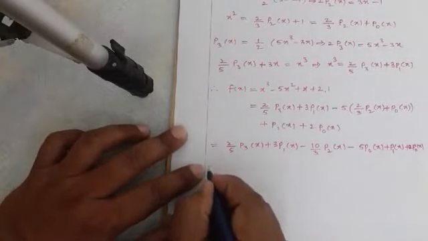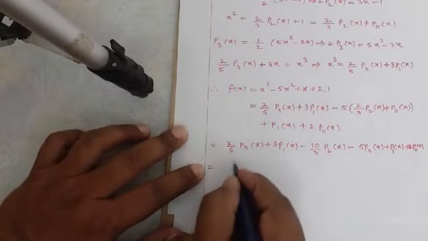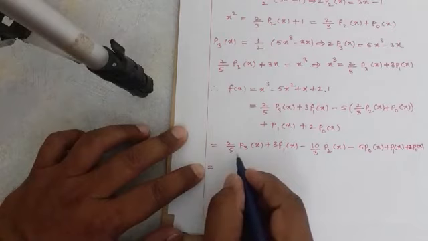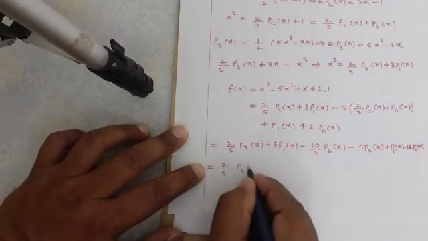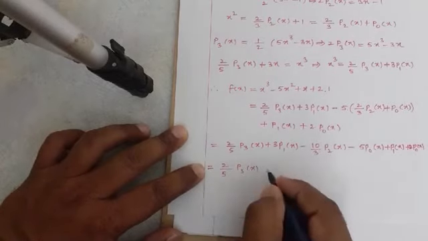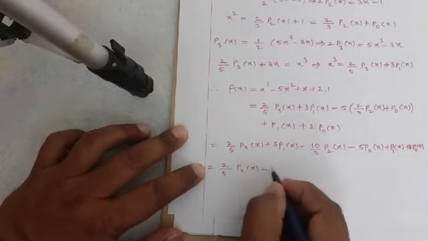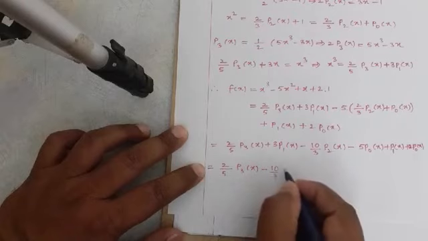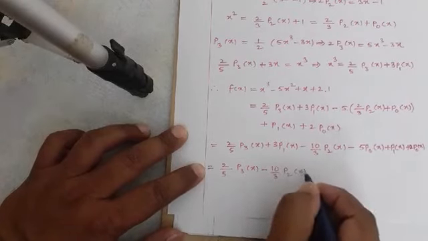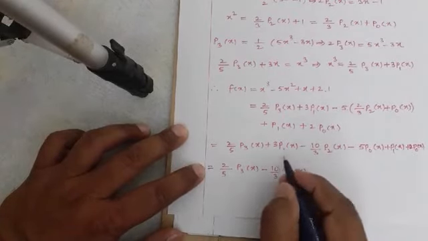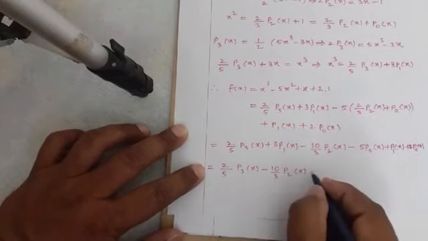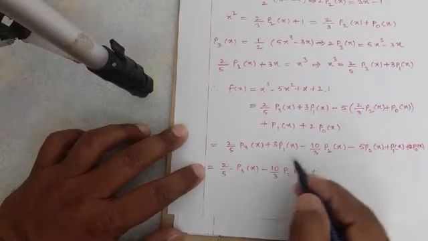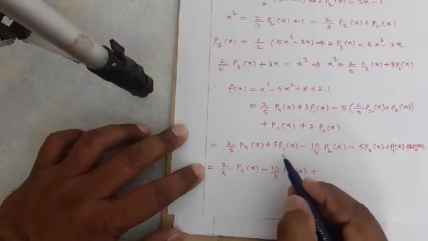First we write p3 terms. So we have only one p3 term here. So we write 2 upon 5 p3 of x. Then we write p2, so that it becomes minus 10 upon 3 p2 of x. Then we have p1 of x. Now we have 3 p1 of x plus p1 of x. So here let us see how many p1 of x we have.